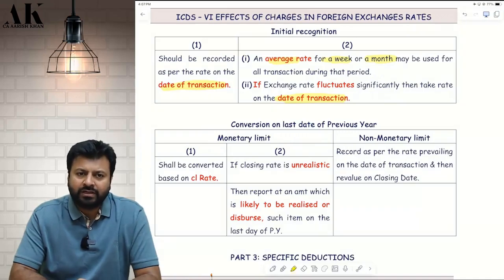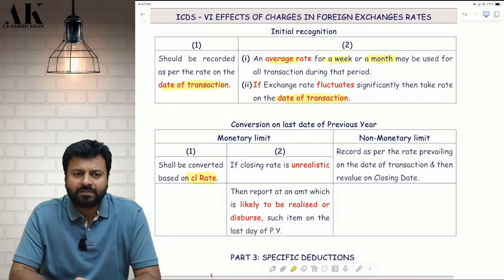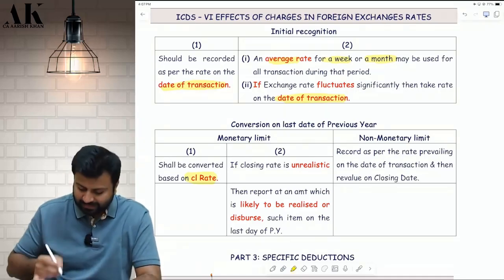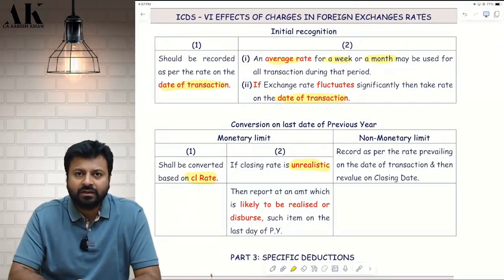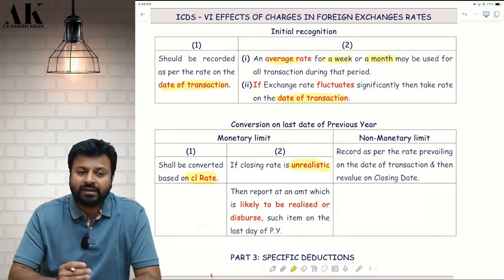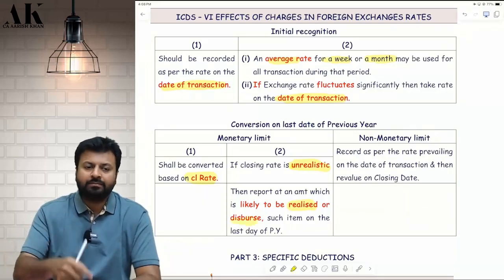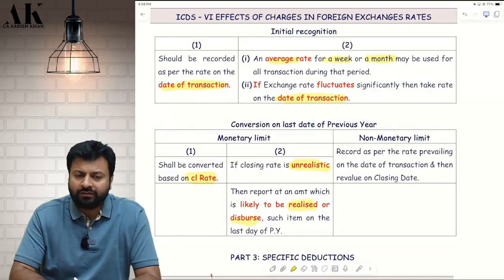What about the balance sheet date? On the balance sheet date, on 31st March, again you have to convert as per the closing rate. If the closing rate is very unrealistic, it means suddenly some activity has happened in the economy and your rate has suddenly increased or suddenly fallen, something weird near 31st March because of which the rate has increased or reduced significantly, then you have to record as per the amount which you are likely to receive or likely to pay. At that value you have to revalue on 31st of March.